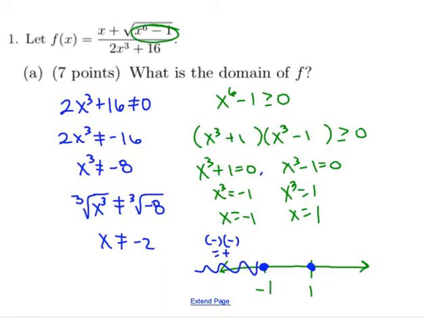Then I would check 0, 0 is the easiest. That would give me a +1 times a -1. So positive times negative gives me negative. Are negatives greater than 0? No, so I'll leave that one. Then a number bigger than 1 would be 2. If I plug that in, 2 cubed is 8. 8 plus 1 is 9, so positive. 2 cubed is 8. 8 minus 1 is 7, so positive again. So we get positive. And positives are greater than 0, so I would shade.